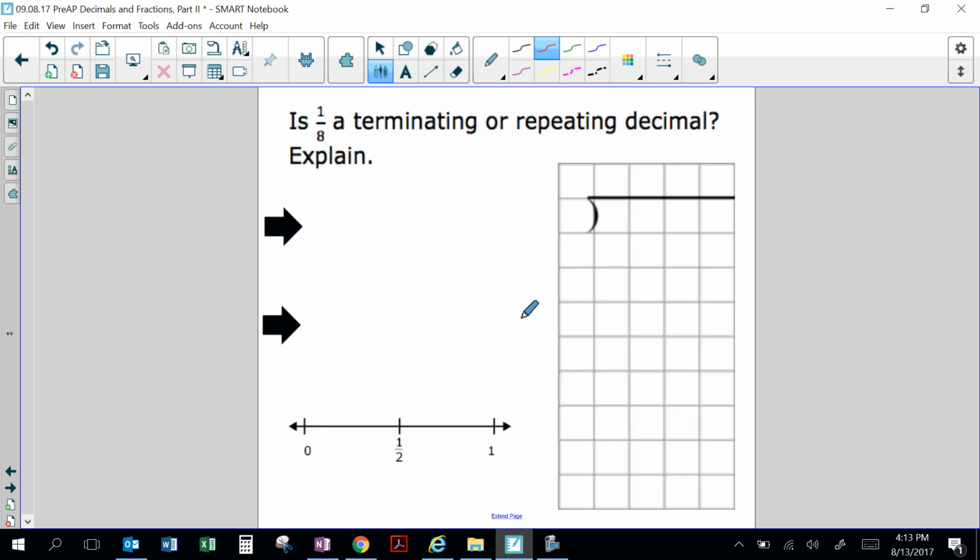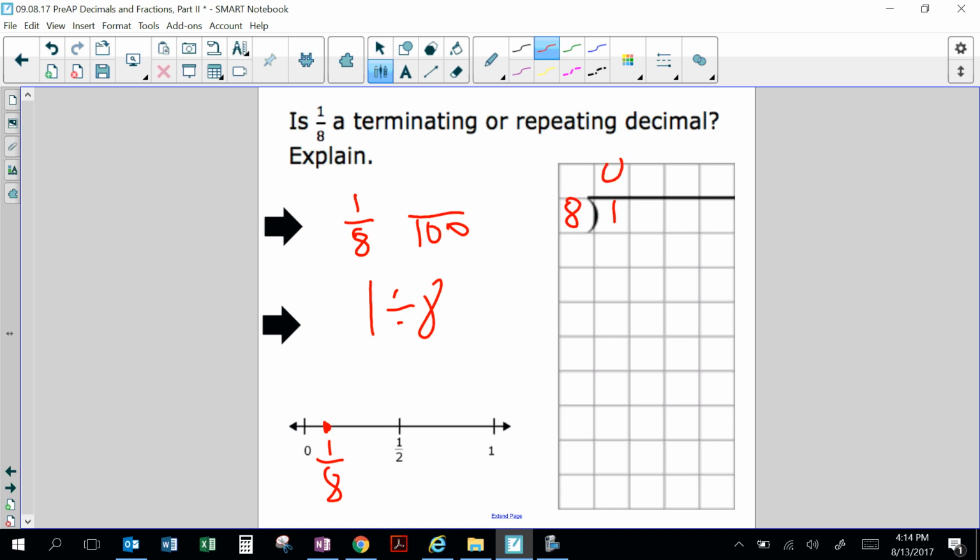So our last example is 1/8. Is 1/8 a terminating or repeating decimal? Explain. Here's 1/8. Can I use place value for this one? No. I predict 1/8 is a little less than half, so it goes right here. So let's divide 1 divided by 8 and figure out what decimal equivalency this is.